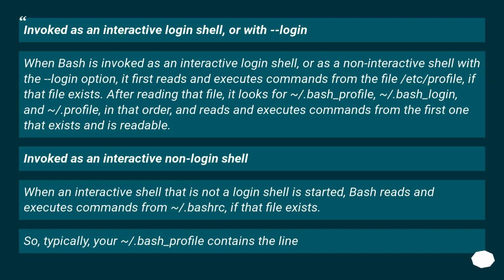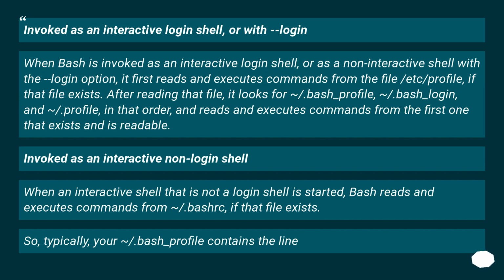Invoked as an interactive login shell, or with --login: when Bash is invoked as an interactive login shell, or as a non-interactive shell with the --login option, it first reads and executes commands from the file /etc/profile, if that file exists. After reading that file, it looks for ~/.bash_profile, ~/.bash_login, and ~/.profile, in that order, and reads and executes commands from the first one that exists and is readable.